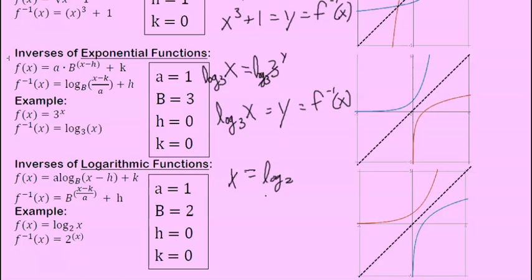So we switch the x and y. We call f of x y. X equals log base 2 of y. To get rid of a log with a base, you're going to use that base on each side with whatever it says here. Log base 2. 2 to the log base 2 would just be 1. Those cancel out. So you have 2 to the x power equals y. That's your inverse function.